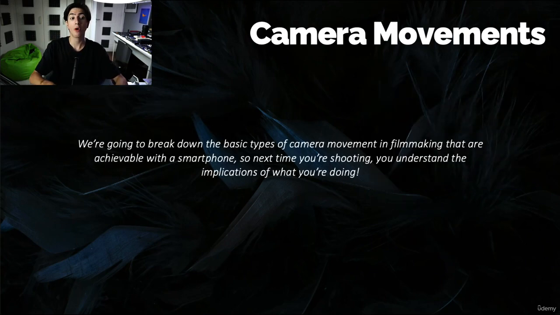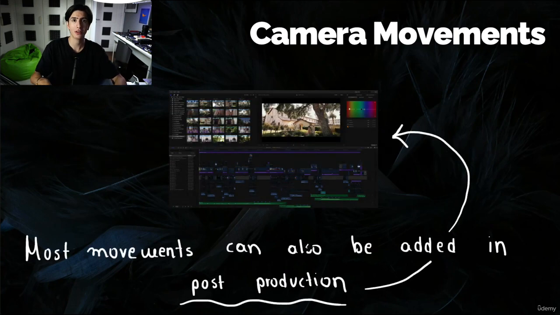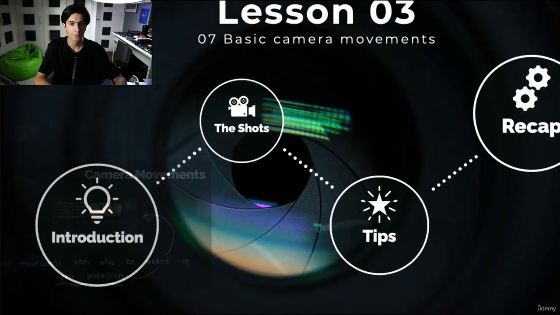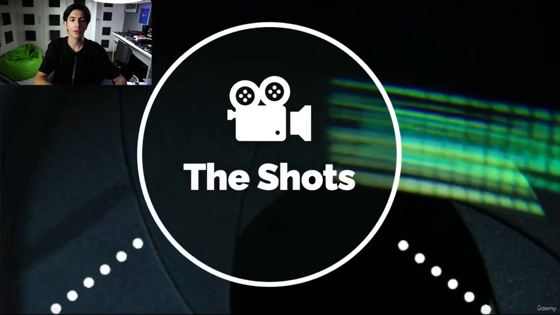Now, in the following slides, we're going to break down the basic types of camera movement in filmmaking that are achievable with a smartphone. So the next time you're shooting, you will understand the implications of what you're doing. You will understand the mechanics behind those movements. Note, as I said in the introduction of this lesson, that most of the movements that we're going to be discussing could be done in post-production. I'm going to teach you how to perform most of today's movements in post-production editing. So don't stress about having to nail every single one of the movements. Enough of the introduction, let's move to the shots themselves.